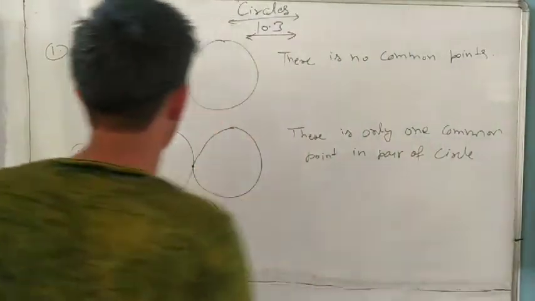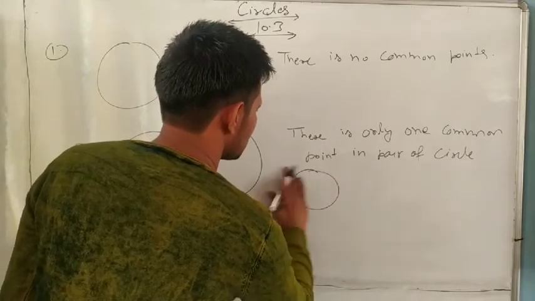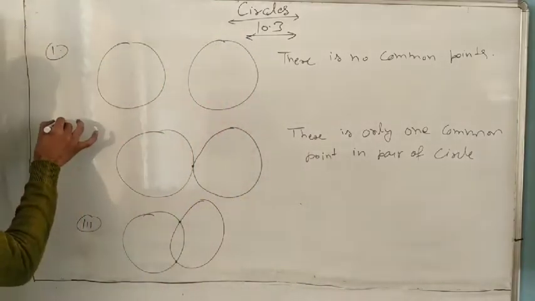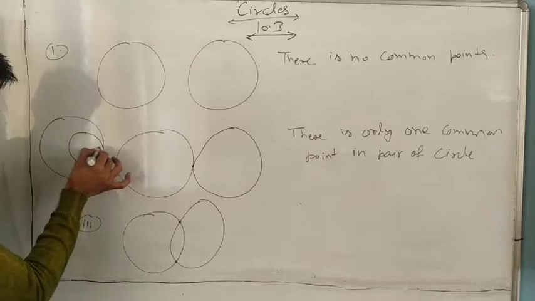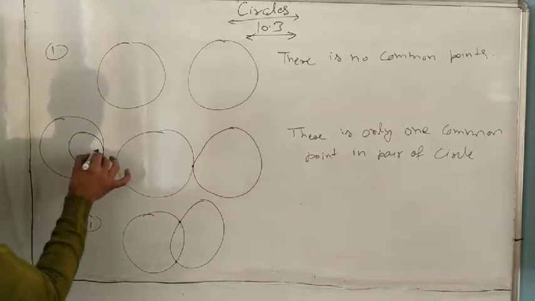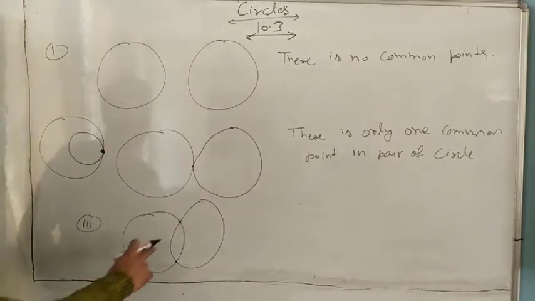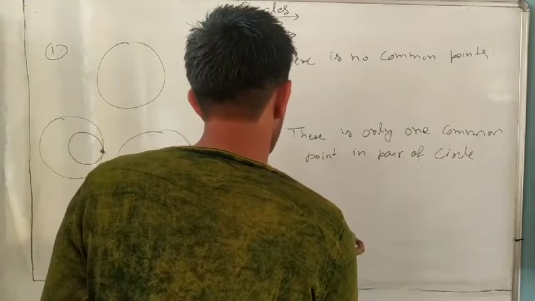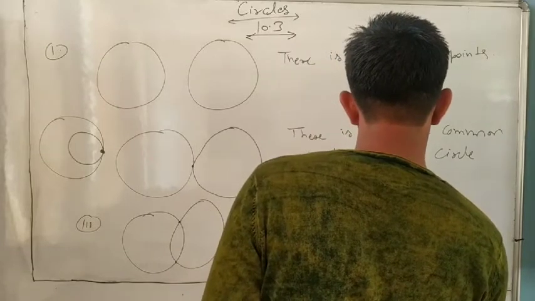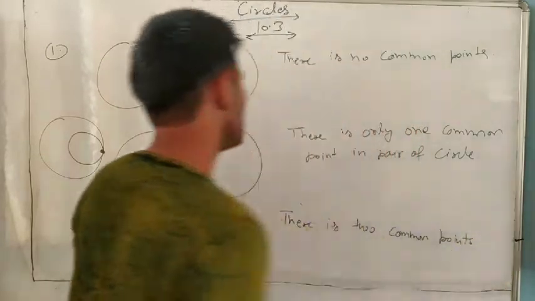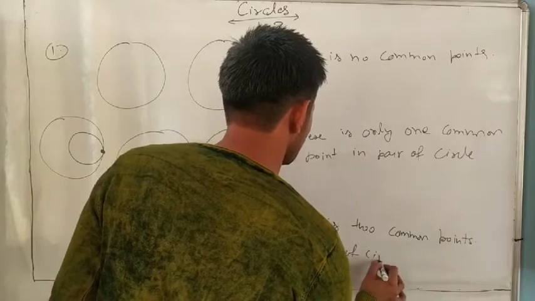And maybe some student makes it like this. How many points are common? One circle is this one, big, and the second circle is inside. So how many points are common here? Only 1 point. Or you will make this one, and here how many common points? There are 2 common points in a pair of circles.